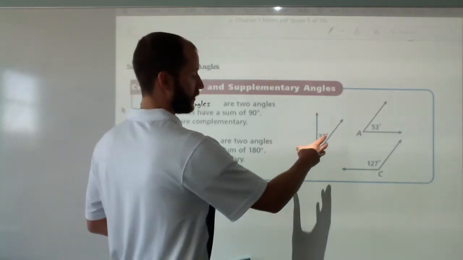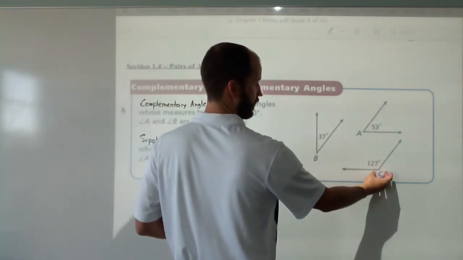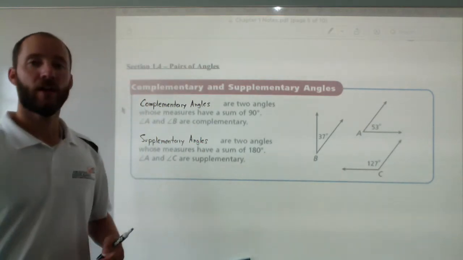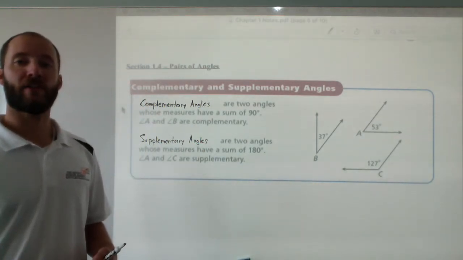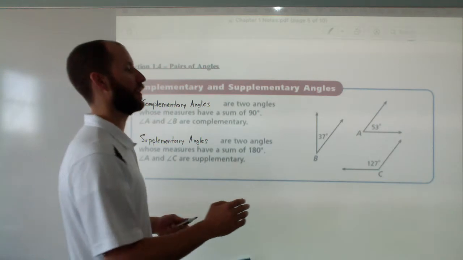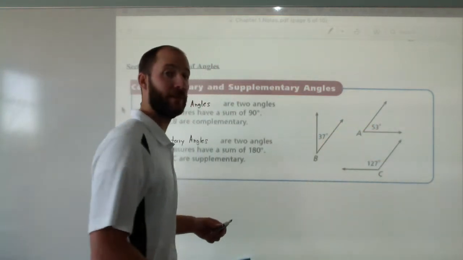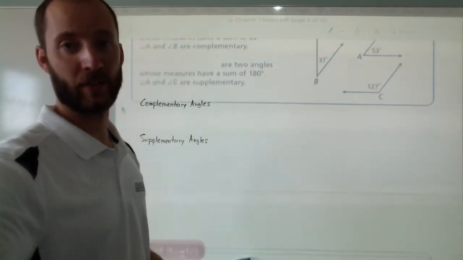Now these two angles, angle C and angle A, supplementary, add up to 180 degrees. Notice how these three angles play off of each other. They're not exclusive. Angle A can be complementary to B at the same time. It can be supplementary to angle C.